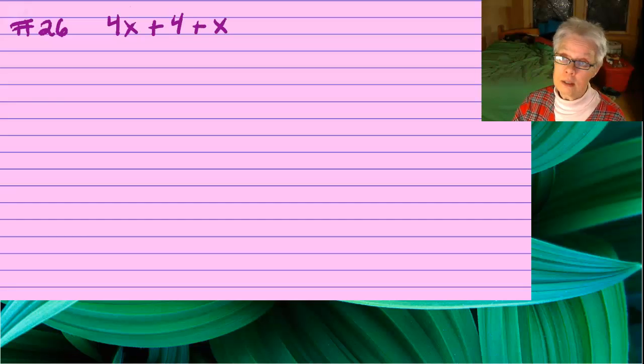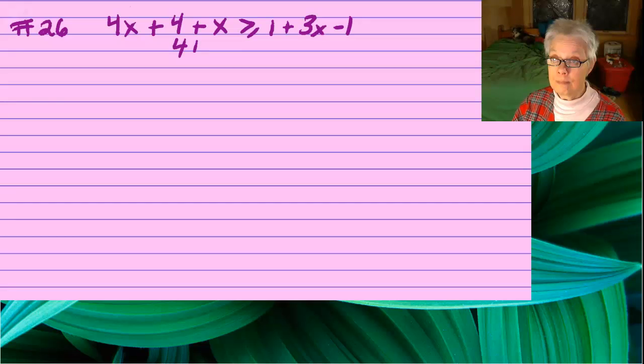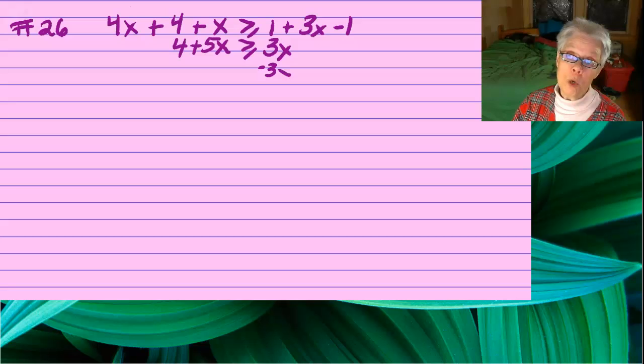The first inequality will be solved just like you solve an equation. It's not extremely difficult. 4x plus 4 plus x is greater than or equal to 1 plus 3x minus 1. Now, combine like terms just like you would if you were solving an equation. Notice the 1 and the negative 1 cancel each other out. They zero each other out.